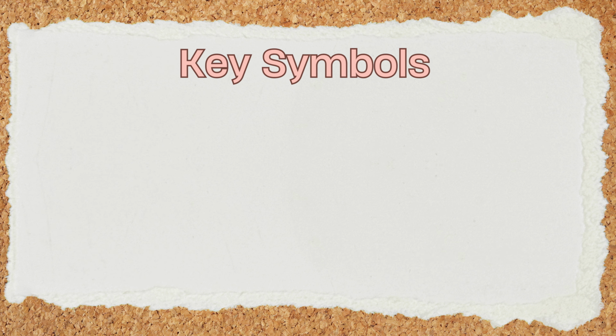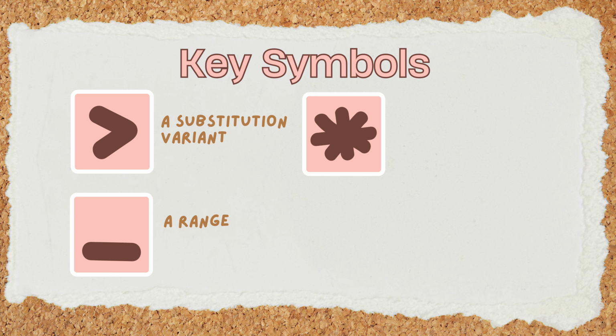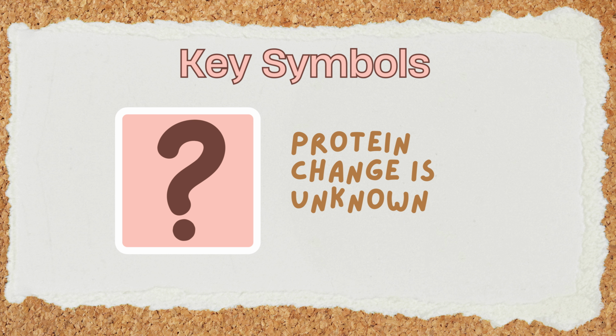Now let's take a look at some key symbols you might see on a genetic report. A greater than symbol describes a substitution variant. An underscore indicates a range. An asterisk represents a stop codon in protein nomenclature or a downstream region in coding nomenclature. An equal sign represents a synonymous alteration, and a question mark means that the protein change is unknown in protein nomenclature. These are worth knowing cold for exams and clinical work.